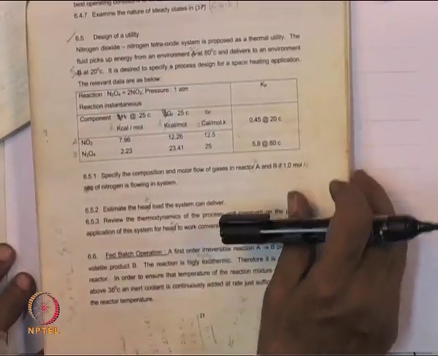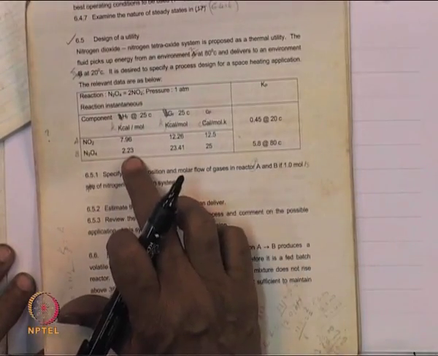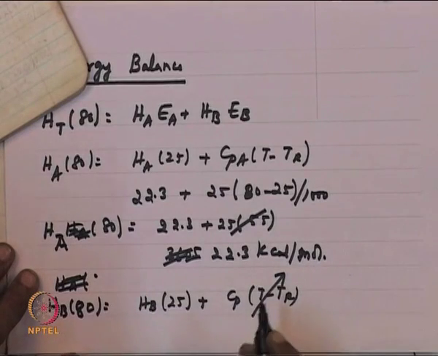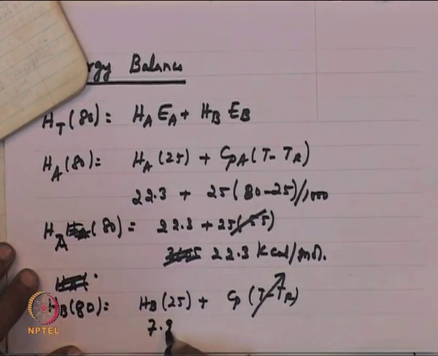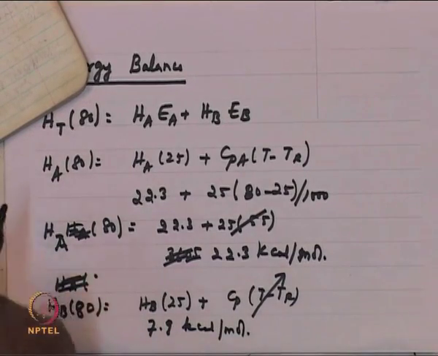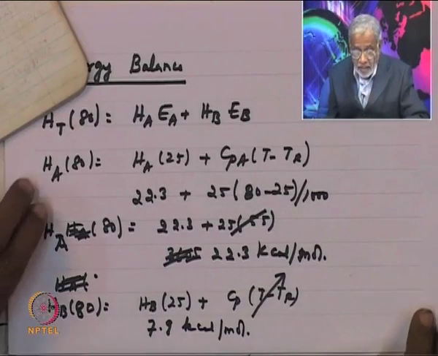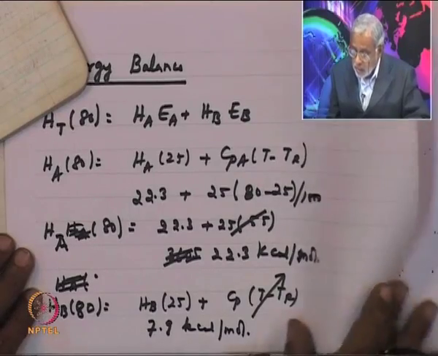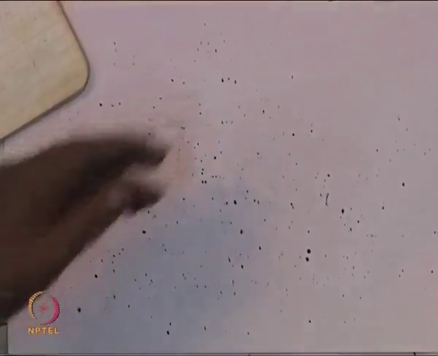The data is given to us here, 2.23, and so that comes out to be, from the data, 7.9. It is 7.9 kilocalories per mole. So, what we have done? We have calculated the enthalpy of component A and the enthalpy of component B. Therefore, we can now calculate what is the energy associated with the stream?